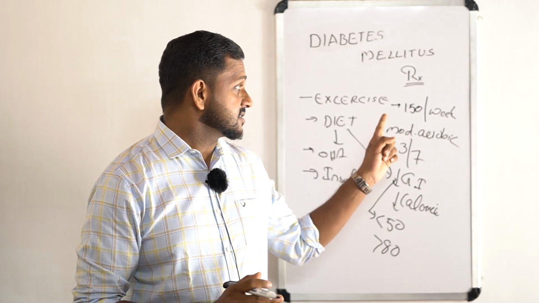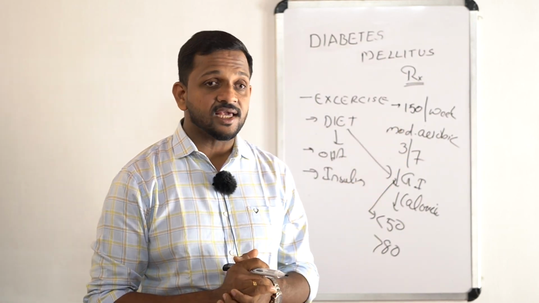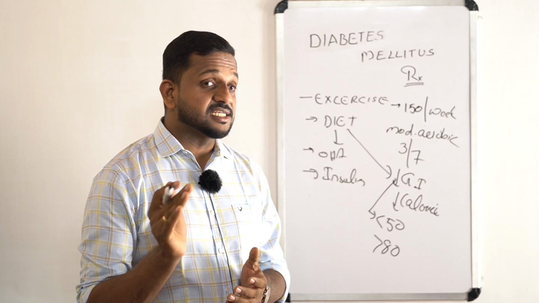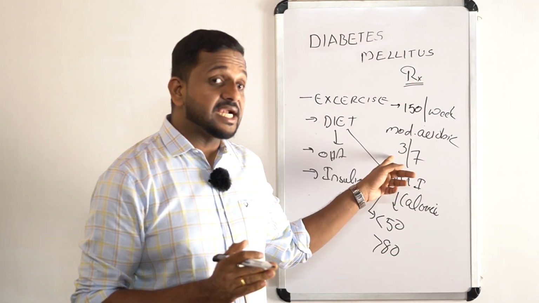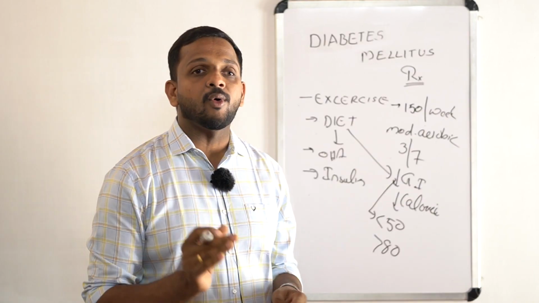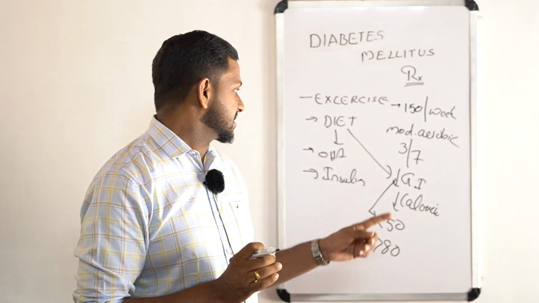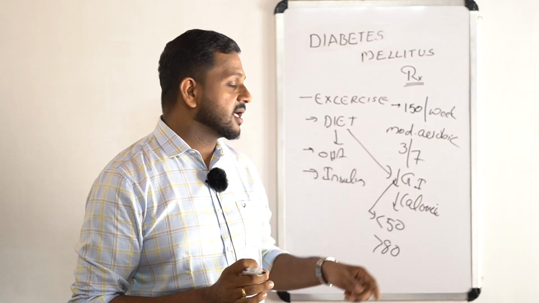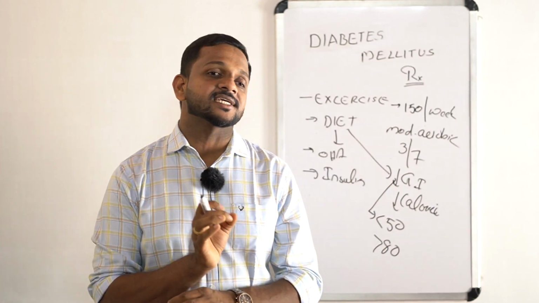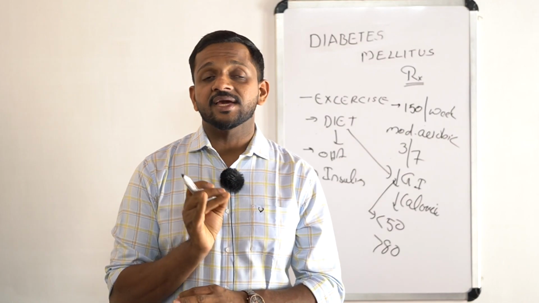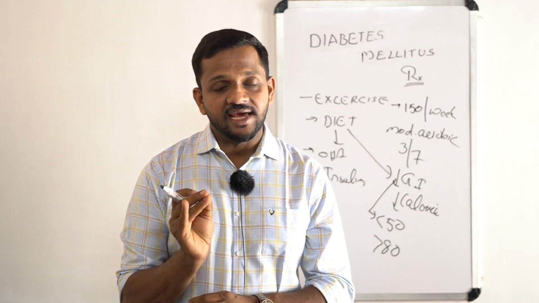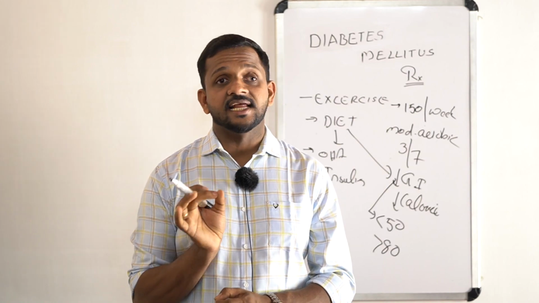So about exercise, it is 150 minutes a week, distributed over 3 days a week, and it should be moderate intensity aerobic exercise. And about diet control, the patient should take a low glycemic index, low calorie diet. If the glycemic index is less than 50, that diet is good. More than 80, that is dangerous.